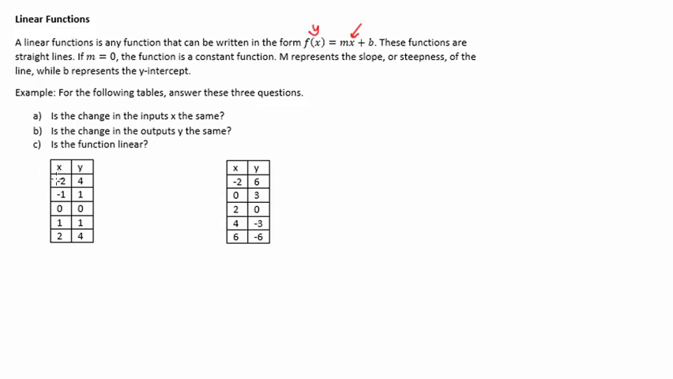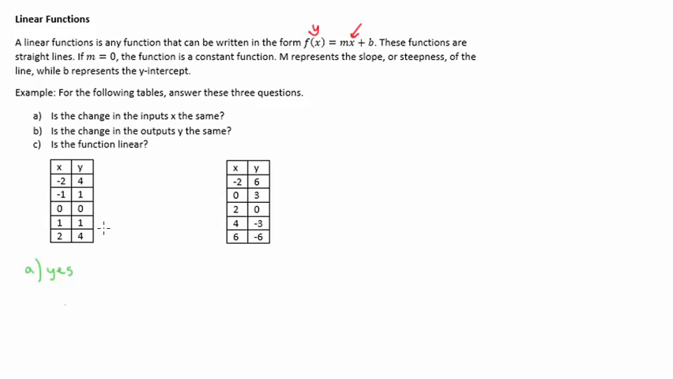So let's look at this first one. We have -2, -1, 0, 1, and 2. So each time our x is going up 1, right? We're actually just kind of counting here. So if we're going up 1 each time, then for part A, yes, the change in our inputs is the same.